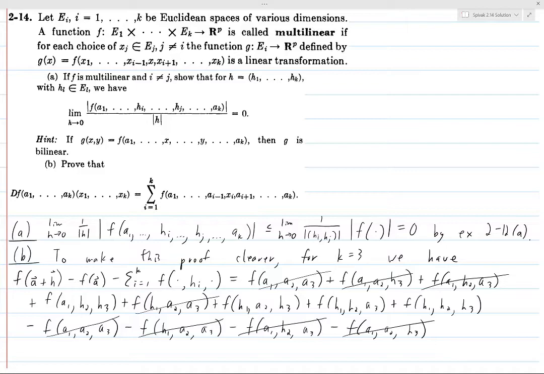And what we eventually want is that the norm of this over the norm of h goes to 0 as h goes to 0. And all the things that survive this cancellation have at least 2 coordinates with h's in them. And if we look at part A, that's exactly what part A is telling us. If you're taking a limit like this and at least 2 of the inputs are hi's, then the limit's going to be 0.